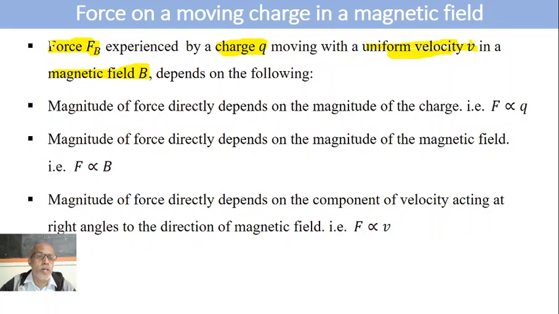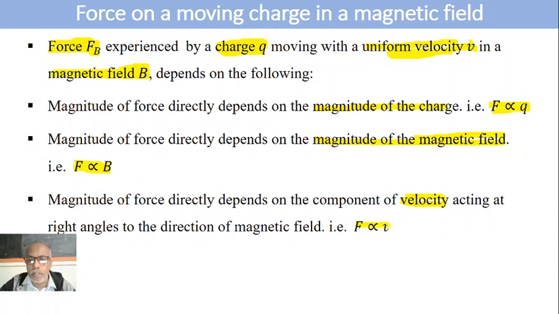F represents the force and the subscript B represents the force due to the magnetic field, due to the motion of charge in a magnetic field B, hence Fb. And this force experienced by a charge Q moving in a magnetic field B with uniform velocity V depends on the magnitude of the charge, that is F is directly proportional to Q. It depends on the magnetic field, that is F is directly proportional to B, and it depends on the velocity with which the charge is moving.